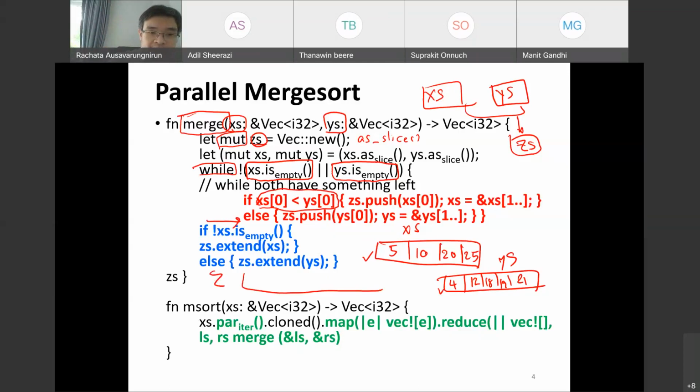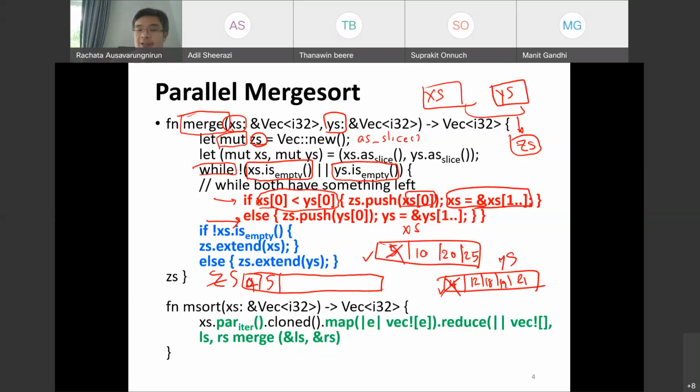right? So this is cs. I'm going to put 4 in here. And then loop around. I'm going to have ys, we'll get rid of 4. ys is mutable, so it's okay for me to get rid of the first element. I'm going to compare again, 5 and 12. In this case, 5 is lower, so I'm going to put 5 in here. Do this line, I push xs[0] and then get rid of the old first element here.